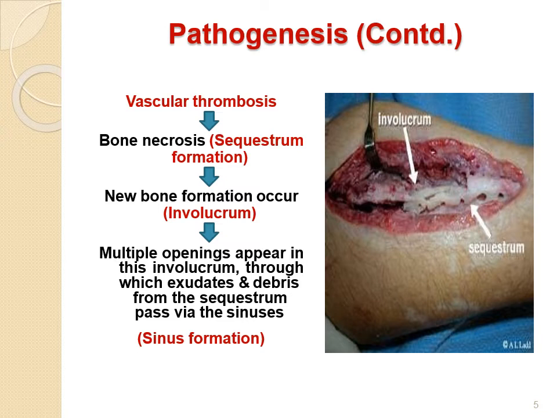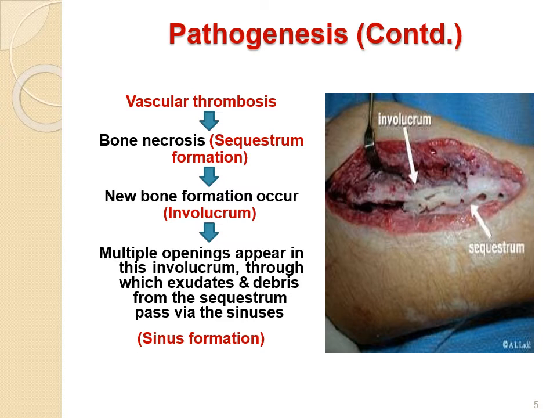There is vascular thrombosis and necrosis of the bone, and there is formation of sequestrum. This sequestrum is known as the dead bone, and this is followed by formation of new bone, which is known as involucrum. So sequestrum is the dead bone, which is surrounded by new bone formation, which is known as the involucrum. And multiple openings appear in this involucrum, through which the exudates and debris from the sequestrum pass via the sinuses, and there is sinus formation.